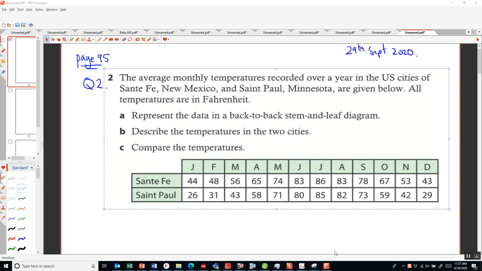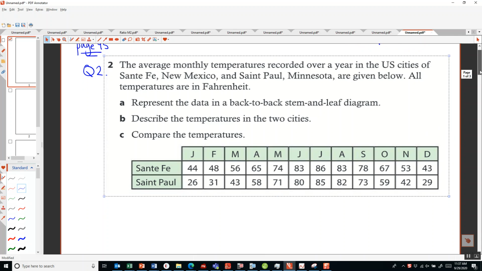Okay, so we're going to have a look at this particular question. The average monthly temperatures recorded over a year in the U.S. cities of Santa Fe, New Mexico, and St. Paul, Minnesota, are given below. All temperatures are in Fahrenheit. What you have to do is represent the data in a back-to-back stem and leaf diagram. Then we're going to describe the temperatures in the two cities, and then we're going to compare the temperatures, okay?